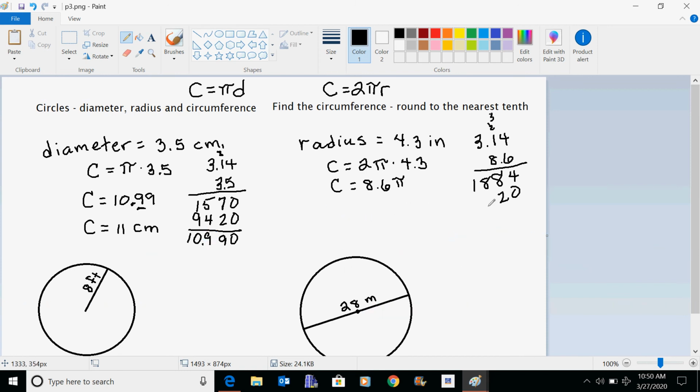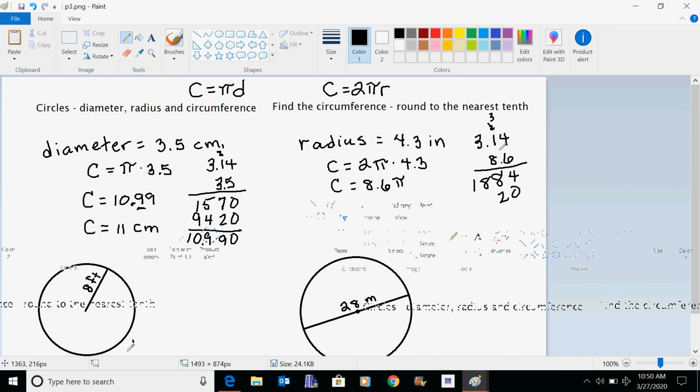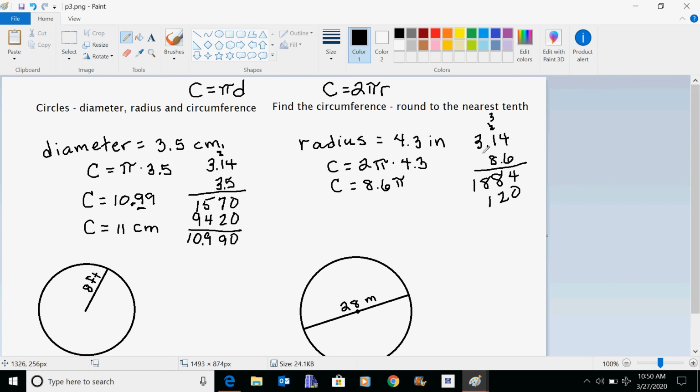8 times 1 is 8. Plus 3 is 11. 24 plus 1 is 25. We add them up. And I know that probably not very many of you still need this review, but there might be somebody it might be helpful. I need to carry another 1. 1, 2, 3. 1, 2, 3 place values.